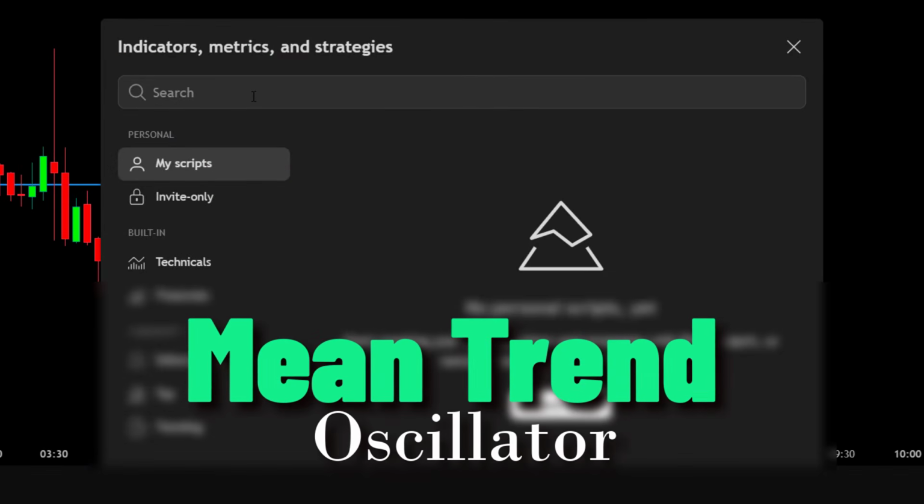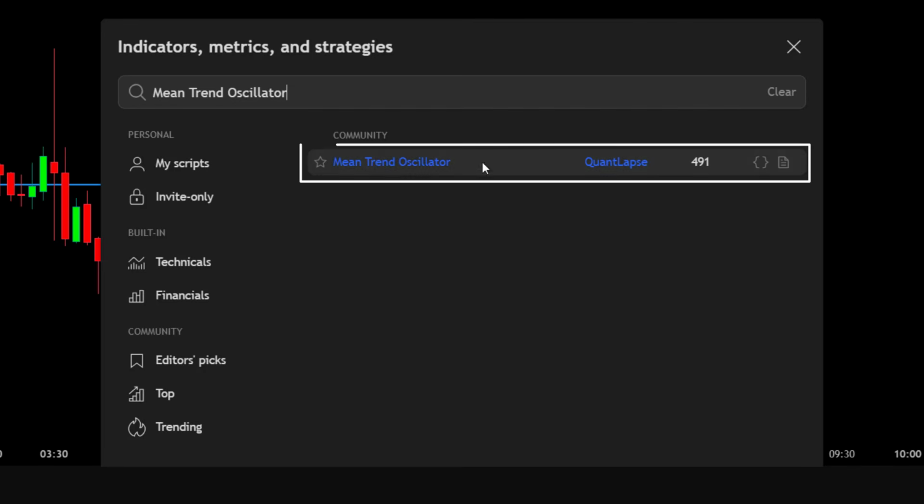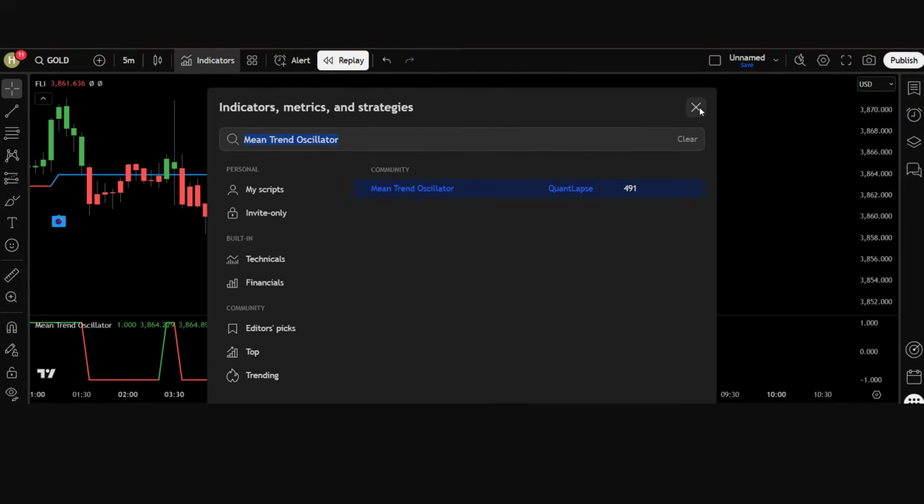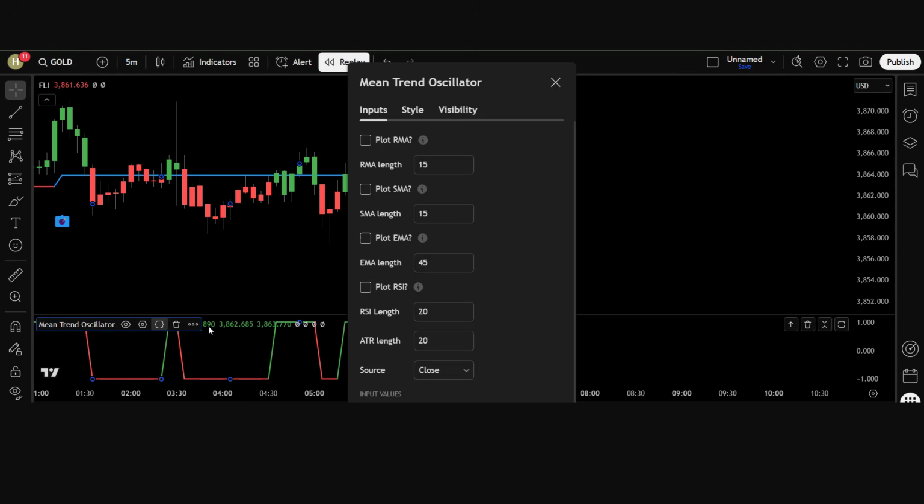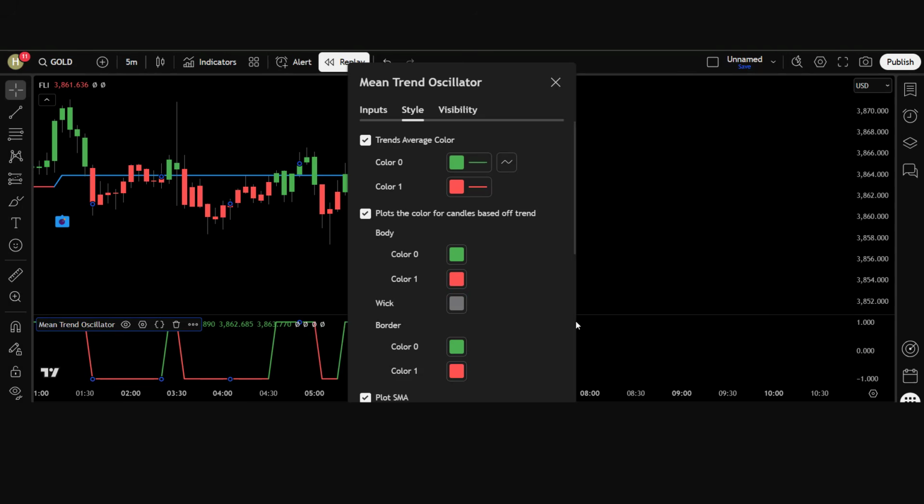Search for Mean Trend Oscillator. Add it to your chart. Adjust the settings. Go to the Style tab. And hide some options. Click OK.